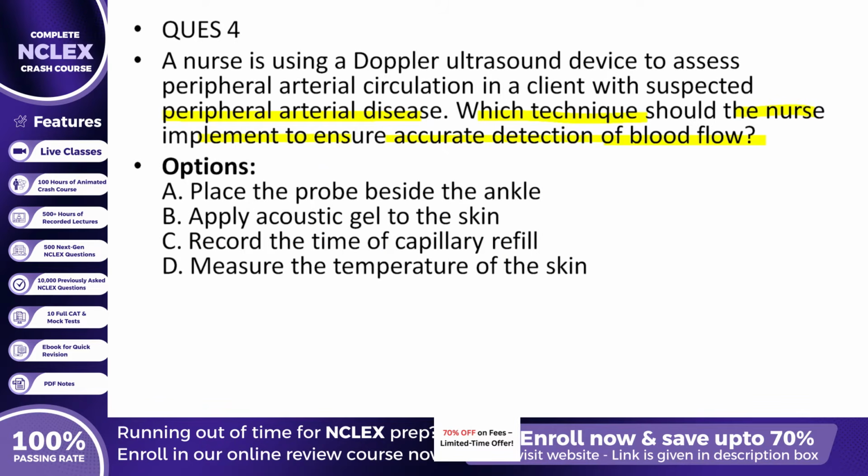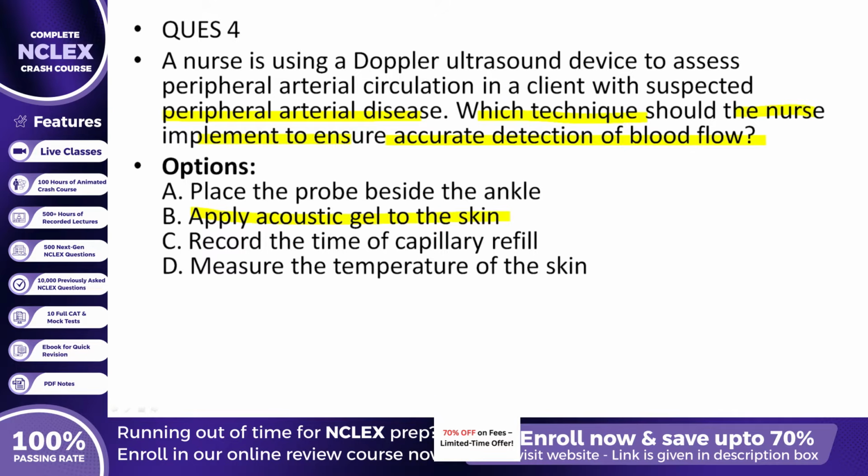The available options are Option A, place the probe beside the ankle. Option B, apply acoustic gel to the skin. Option C, record the time of capillary refill. And Option D, measure the temperature of the skin. The correct answer is Option B, apply acoustic gel to the skin.